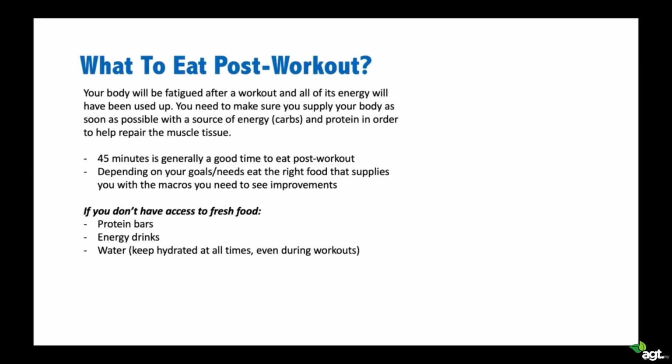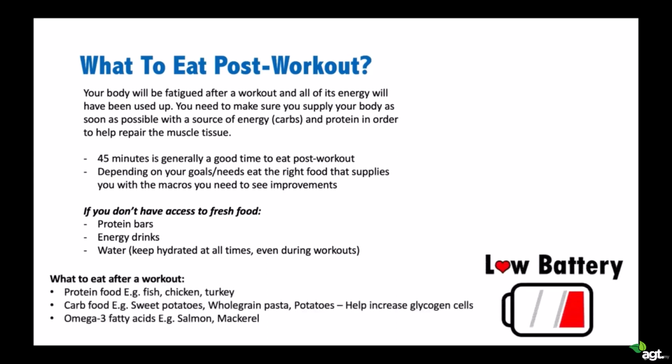Whereas, like I said, with weight training, it's going to be predominantly protein, because they need to supply their body with high amounts of protein to stimulate protein synthesis to help their muscles repair and grow new muscle tissue. What I recommend in terms of what you should be eating after a workout is very vague. For protein, you can have fish, chicken, turkey, which are all rich in protein. For carbs, you can have sweet potatoes, whole grain pasta, potatoes, brown rice. These can all help increase your glycogen and get your glycogen back into the muscles to help them function again as efficiently as possible.